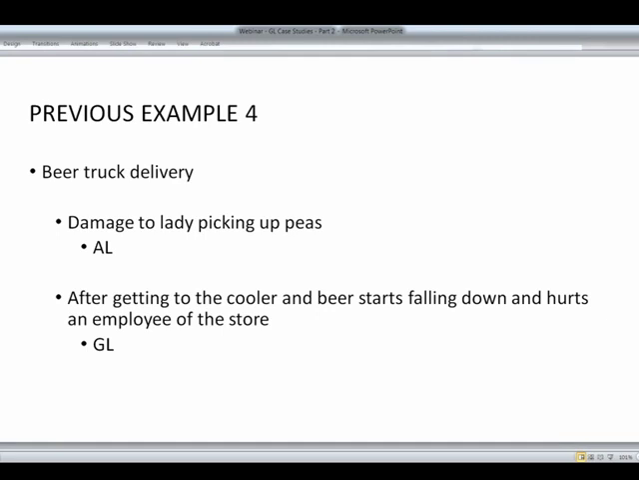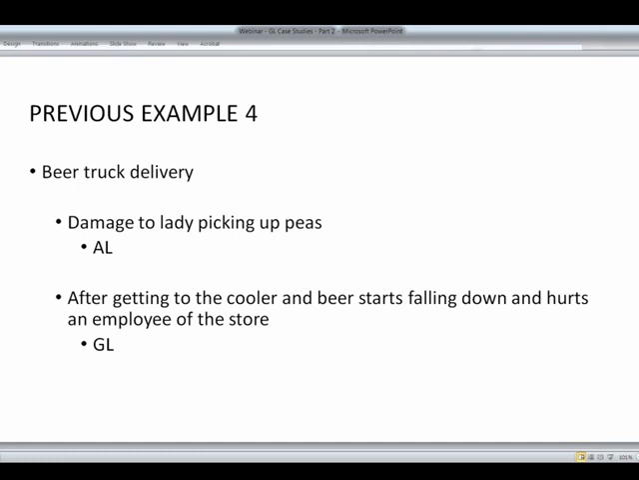Beer delivery, damage to the lady picking up the peas, that's auto. Why? Because we're unloading by a hand truck. A hand truck, you see, attached on the front. A hand truck could be a non-motorized pallet jack. A hand truck could even be a wheelbarrow if we have concrete workers.